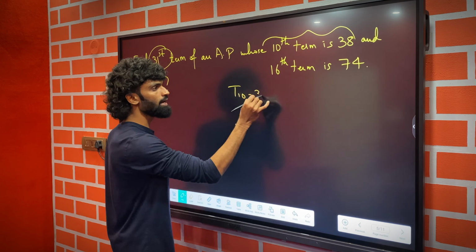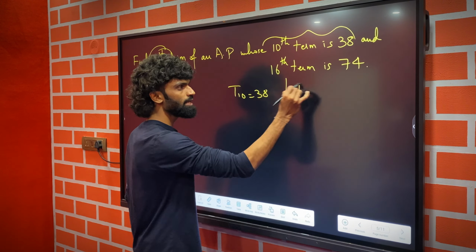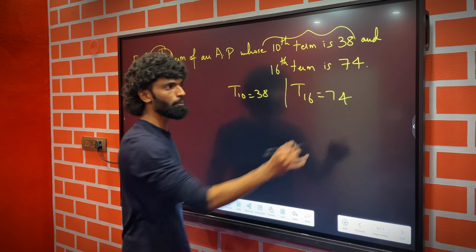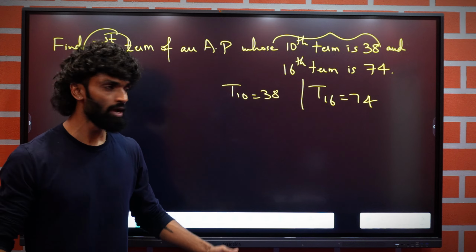T10 equals 38 is given to me. The other one is T16 equals 74. I am not trying to make this up. I am just trying to write whatever is given to me in my question.